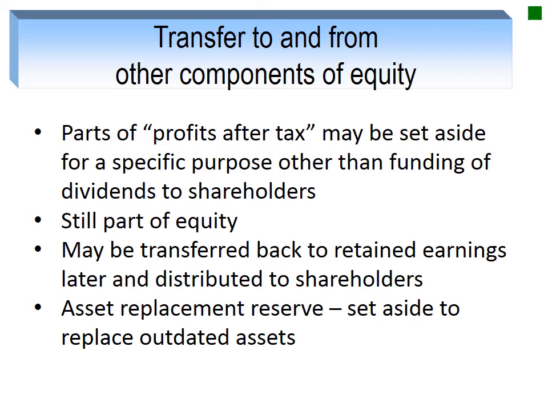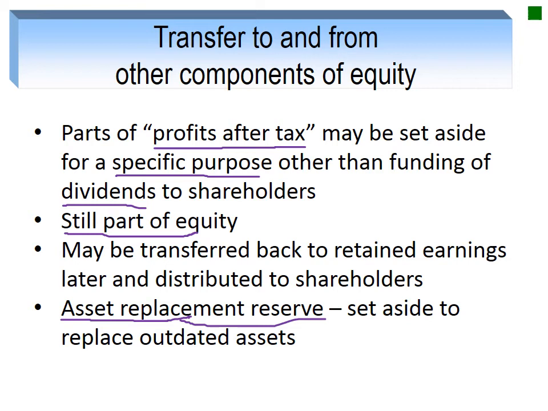We also need to tell you about other transfers to and from equity. Profits after tax are the profits that a company has made after they've given SARS their 28% share. The directors of the company can choose to take some of those profits and set them aside for a specific purpose other than dividends. For example, if they want to set money aside for replacement of outdated assets, then they'll create an asset replacement reserve. It will still be part of equity, and they can still transfer it back to retained earnings later on and distribute it to shareholders.